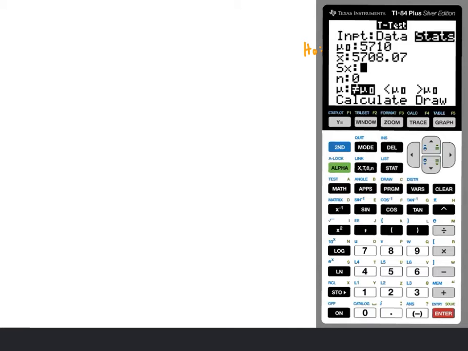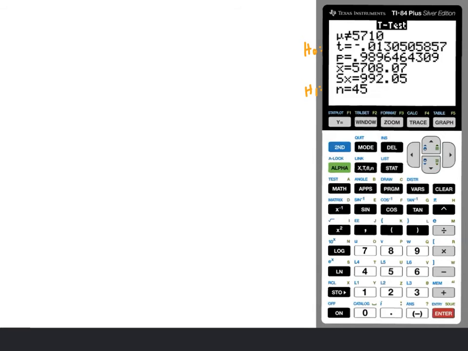Mean, standard deviation, 992.05, and then our sample size, which was 45. Then we're going to go down here and make sure we have our alternative hypothesis set. Now in this case, it's already set to not equal, so we're just going to leave it, but we could always change it if we need to. And of course, when we hit calculate, here's all of our great information.